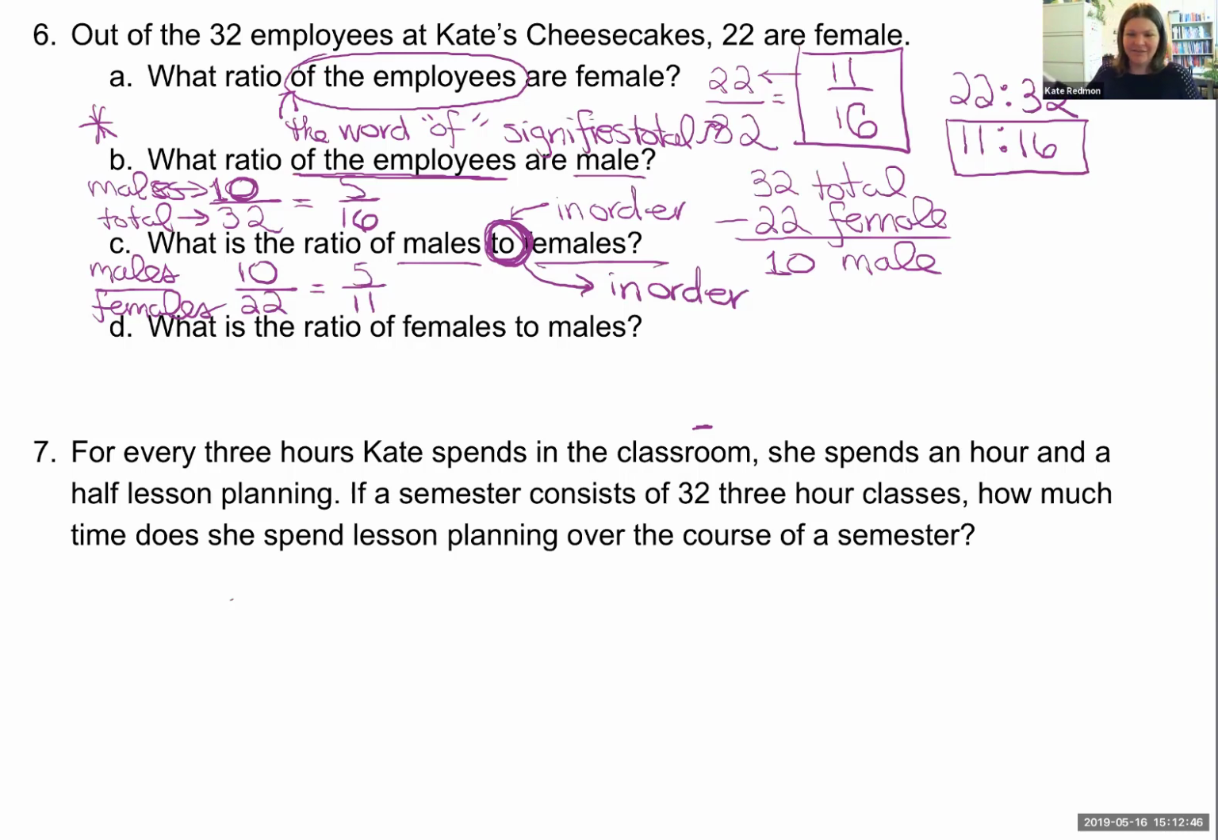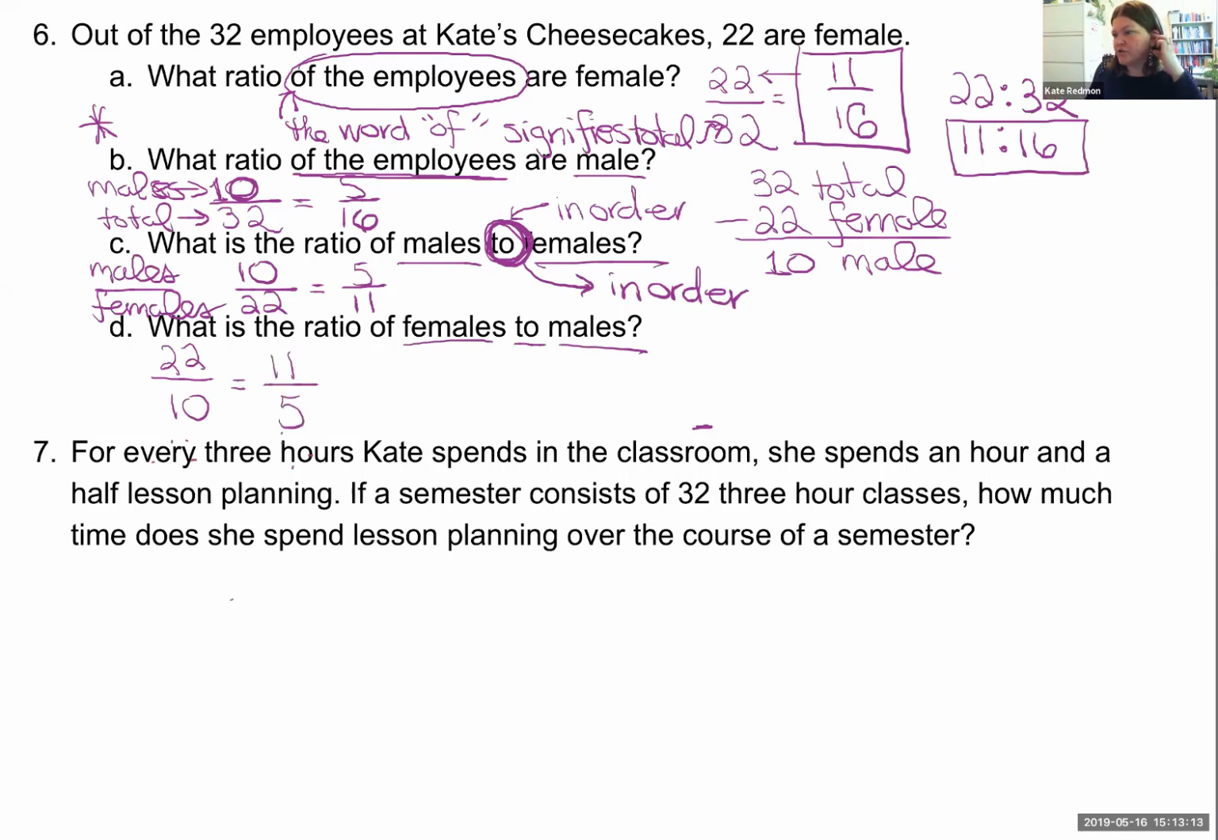Letter D. It says, what is the ratio of females to males? And they were very clear with us. They said they want females to males, so we can totally do that. We'll start with the females, which is 22, and we'll put it to the males, which is 10. It's almost identical to the last problem, except the bigger number's on the top. And I just wanted you guys to be okay with that.